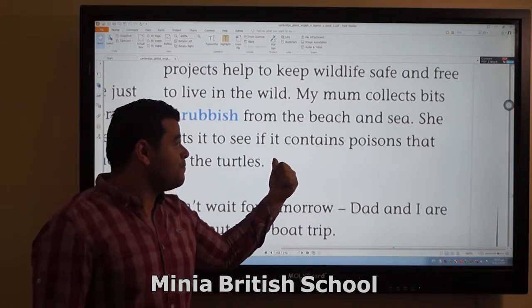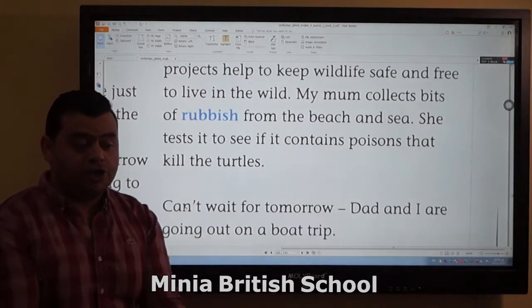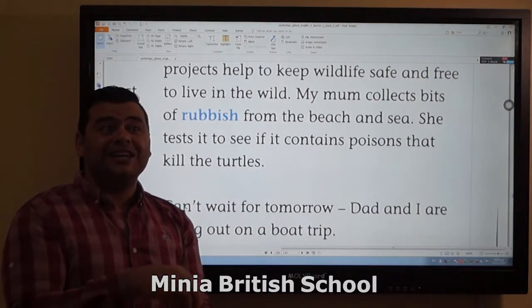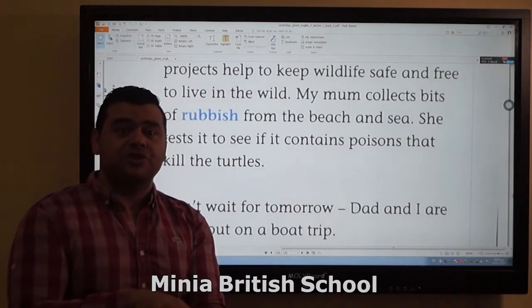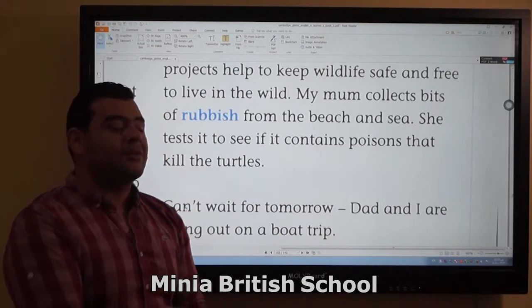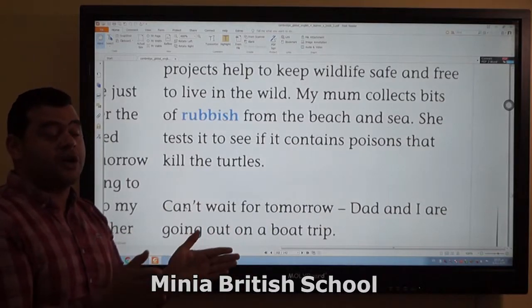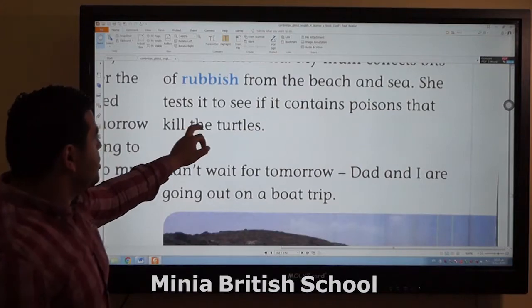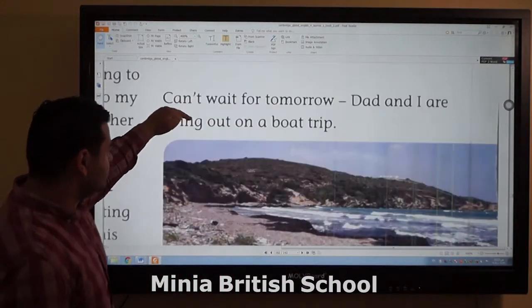So his mom is collecting the bits of rubbish, she checks them to find out if they contain poison, and that's very dangerous to the fish and wildlife. And she's working in this work. This is something great. This is something very great, isn't it? So this is to see if it contains poisons that kill the turtles.